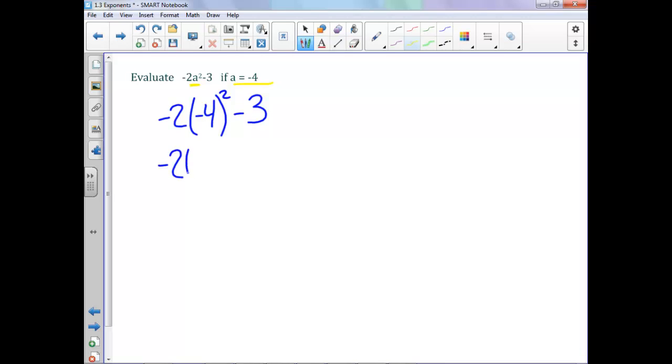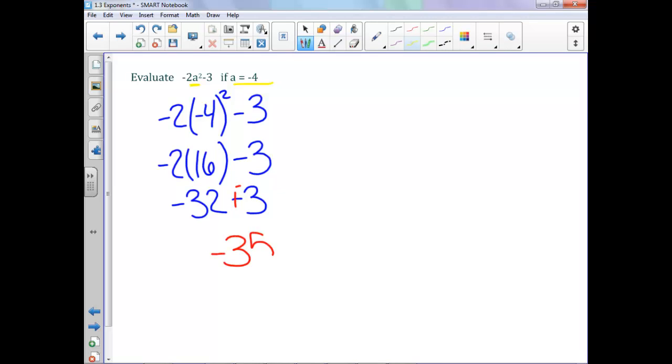So negative 2, negative 4 squared, remember that's negative 4 times negative 4, which is 16, minus 3. Negative 2 times 16 is negative 32, minus 3. If you would like, you can add your negative, or negative 35. And that is section 3, exponents.